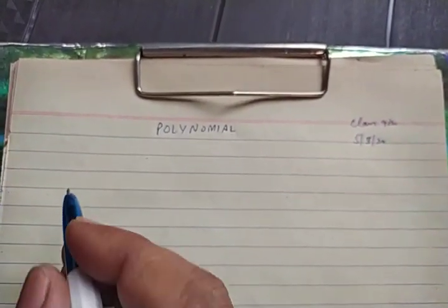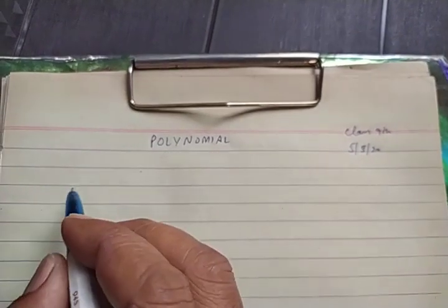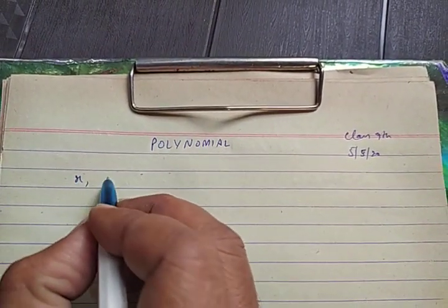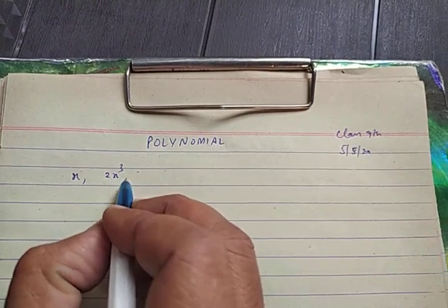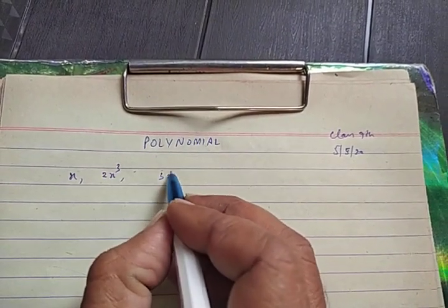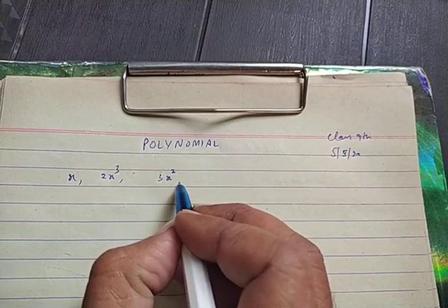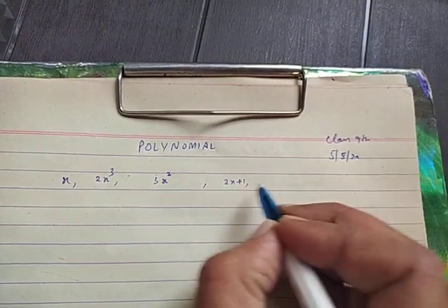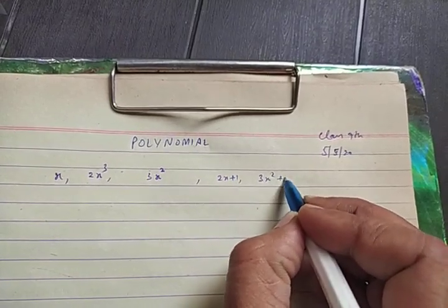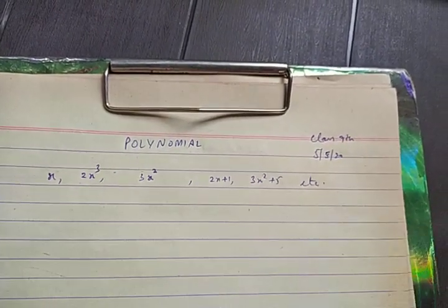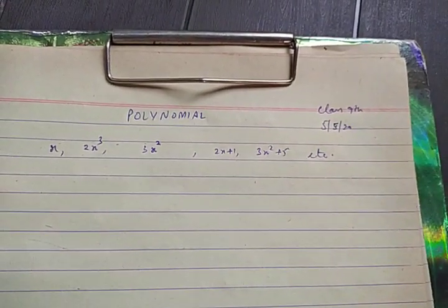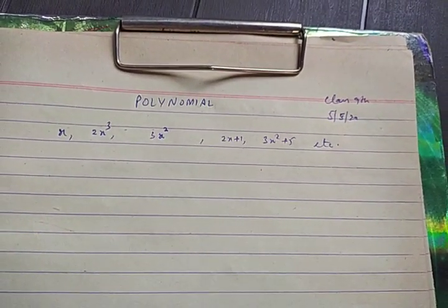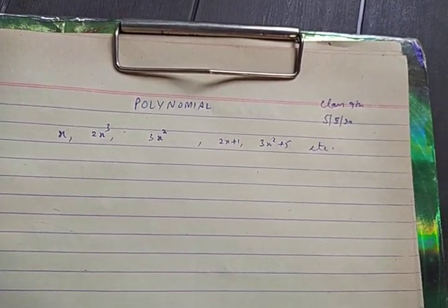Let us take some examples. Examples were like x, 2x to the power 3, 3x square like this, and there were other examples also, 2x plus 1, 3x square plus 5, etc. And there were classifications of polynomials. In last class I have told you properly. Now today we will discuss something more.